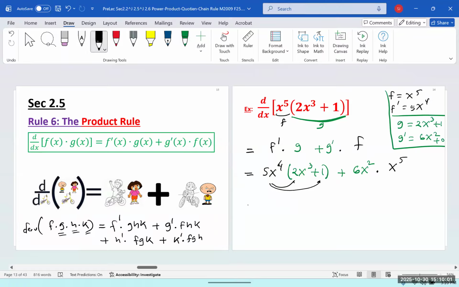So the algebra says distribute, so we get 5 times 2 is 10, x to the what? 7. Plus 5, x to the 4, plus 6, x to the 7. Do we have any like terms? Which ones? This and that. So we get 16, x to the 7, plus 5, x to the 4.